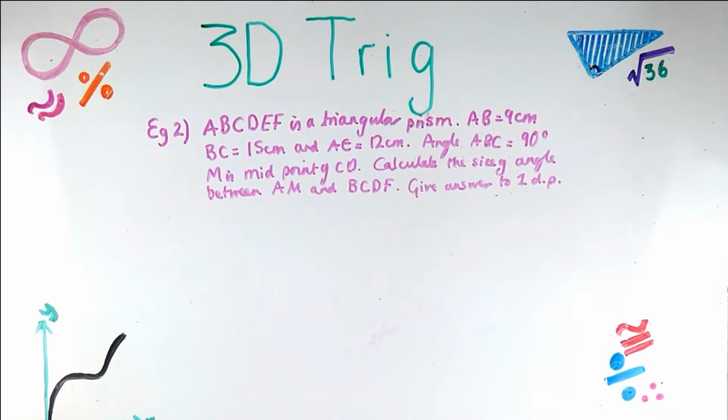Okay, so the question is ABCDEF is a triangular prism. AB equals 9 centimetres, BC equals 15 centimetres and AD equals 12 centimetres. Angle ABC equals 90 degrees. M is midpoint of CD. Calculate the size of the angle between AM and BCDF. Give answer to one decimal place.